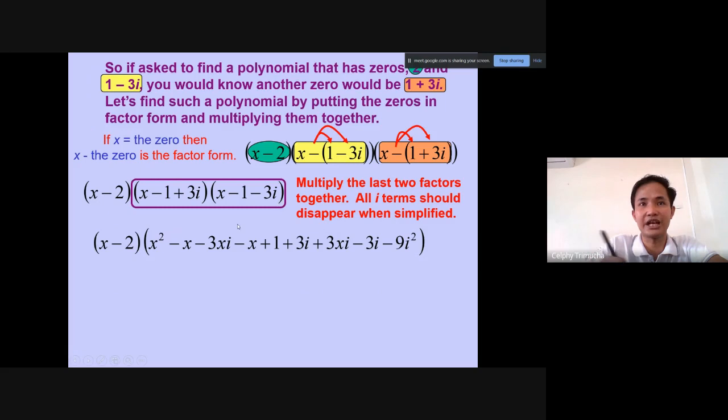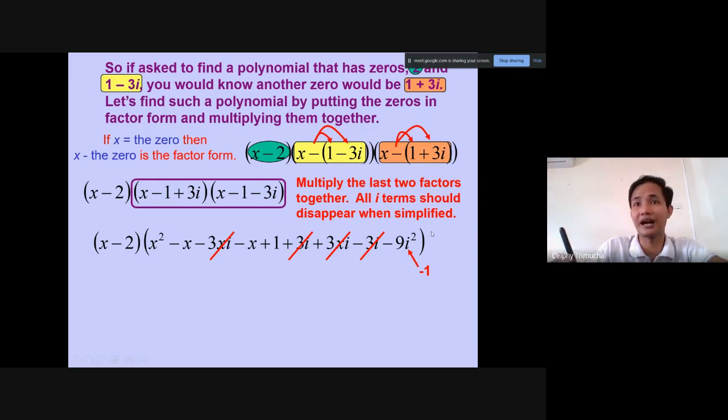X times negative 3i will be negative 3xi. Minus, so we have negative 1 times x, negative x. Negative 1 times negative 1 is positive 1. Negative 1 times negative 3i is positive 3i. 3i times x will be 3xi. 3i times negative 1 will be negative 3i. Minus 9i squared para sa aton nga 3i times negative 3i. So pwede ta cancel ang mga terms, negative 3xi kag positive 3xi makancel, 3i kag negative 3i makancel man. We have a simplified answer.